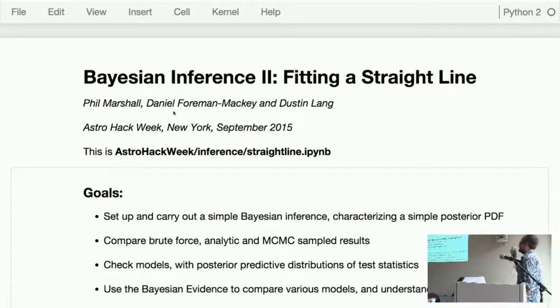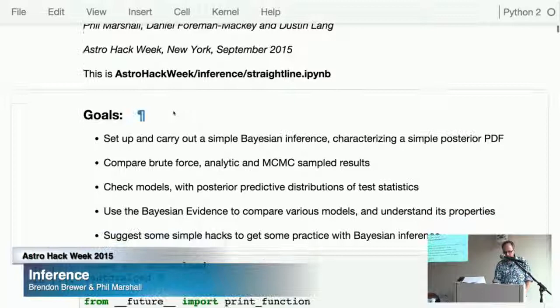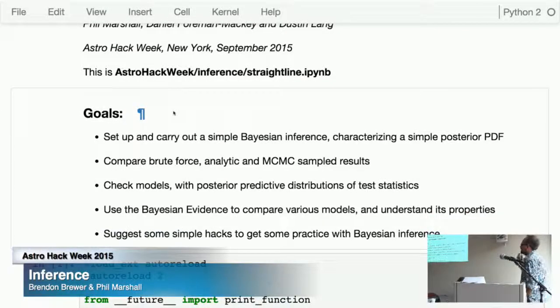OK, so what are we going to do in this session? My goals for you are that by the end of this, you'll be able to set up and carry out a simple Bayesian inference, which is to say characterizing a simple posterior PDF for some parameters given some data. We're going to compare brute force analytic and MCMC sampled results. We're going to do some model checking with the posterior predictive distribution that Brendon showed right at the end while you were all thinking about coffee. So we'll go through that again.